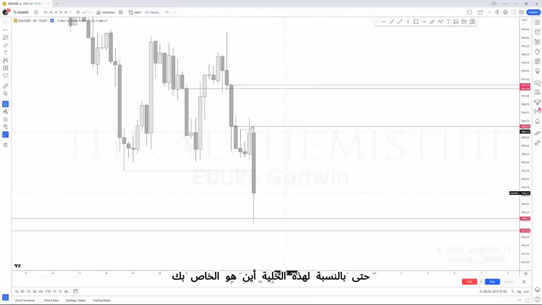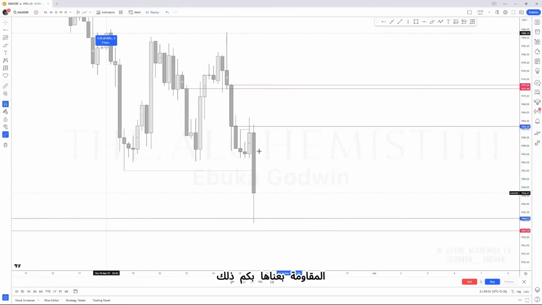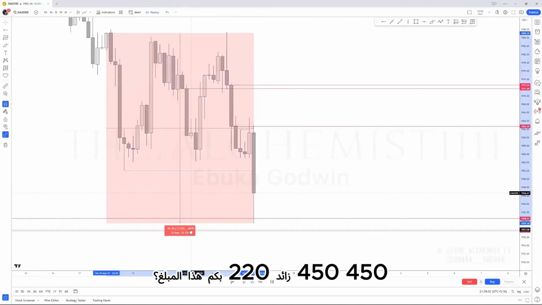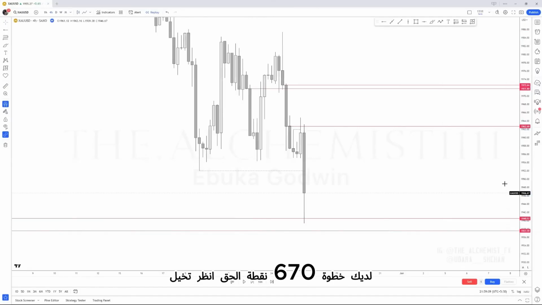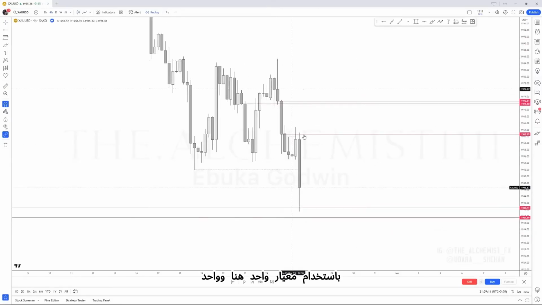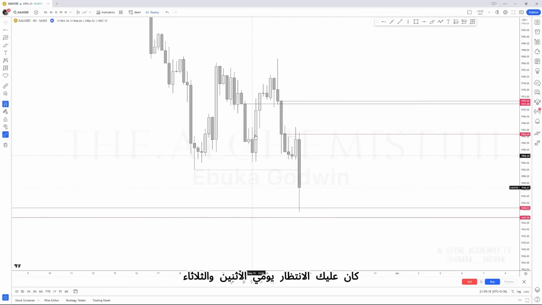Can you see it? So even for this sell, where is your target? Here. 220 pips. So from up here, from this resistance, we sold it. How much is that? 450 plus 220. How much is that? You have a 670 pip move, right? Just imagine using a one standard lot here and a one standard lot here. How much is that? You have more than $6,000 in 2 days. All you had to do was wait on Monday and Tuesday.